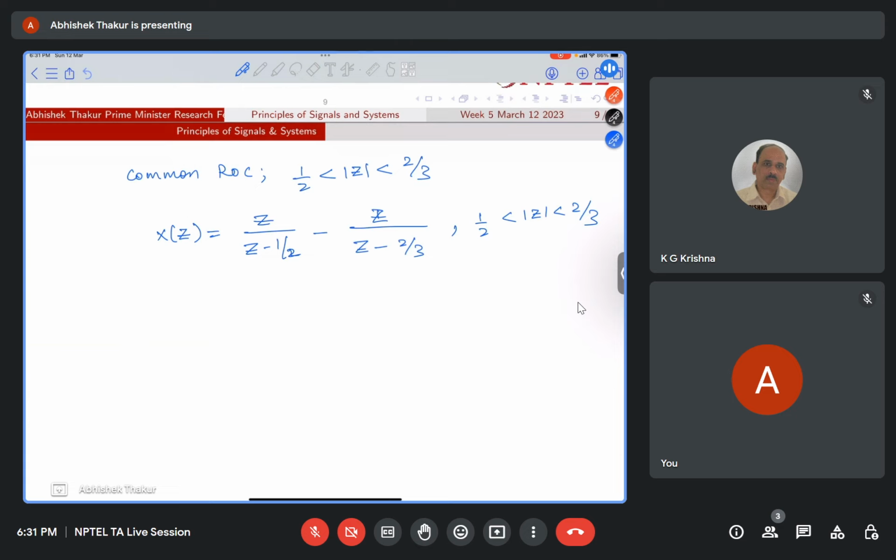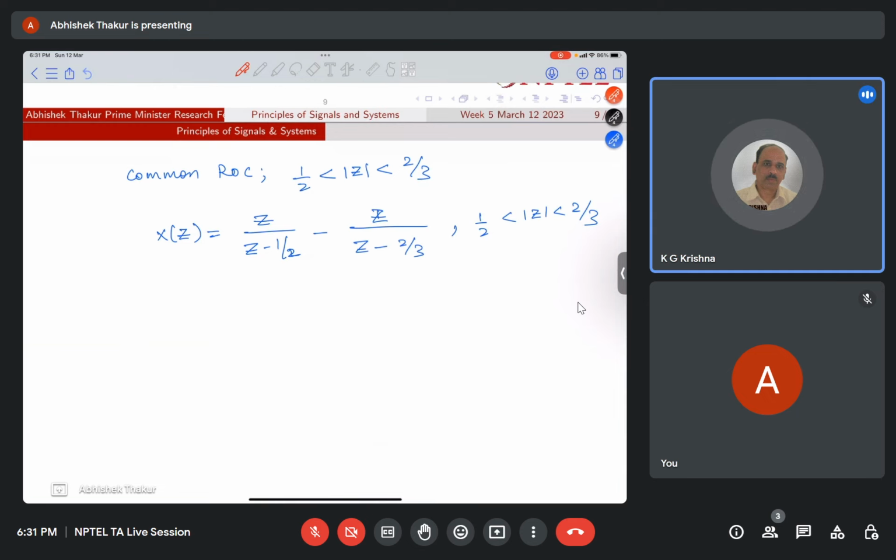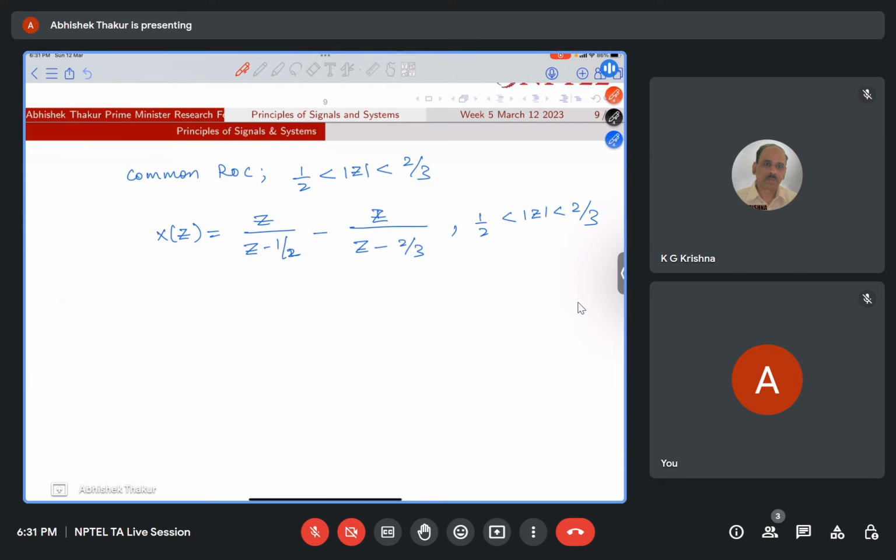And this Z transform also obeys the linearity property, so we'll see that. We'll start from the first one, that is the linearity property of Z transform. We'll solve some questions based on this also.